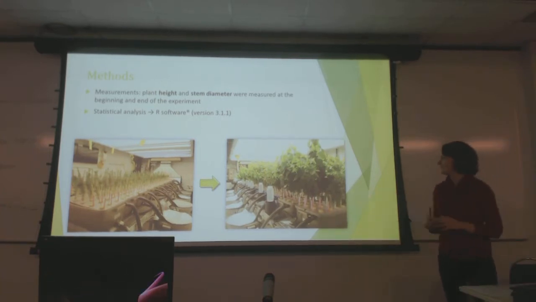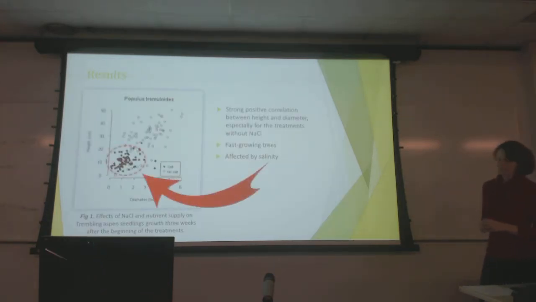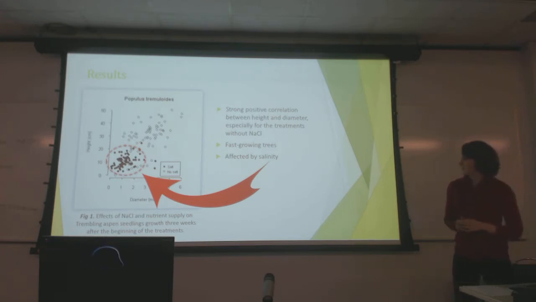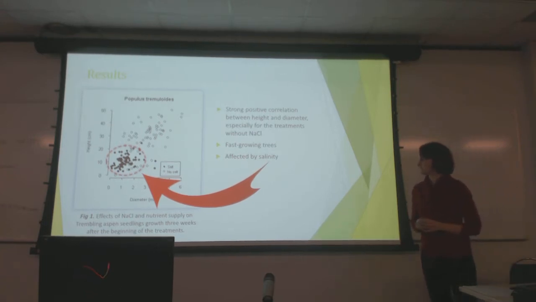Here we can see the beginning and the end of the experiment. For aspen, we can see a positive correlation in the analysis, especially for the treatments with sodium chloride, which are the black dots. We could see they are fast-growing trees compared with the other species, and they were affected by salinity. They didn't grow as much as the control treatments.